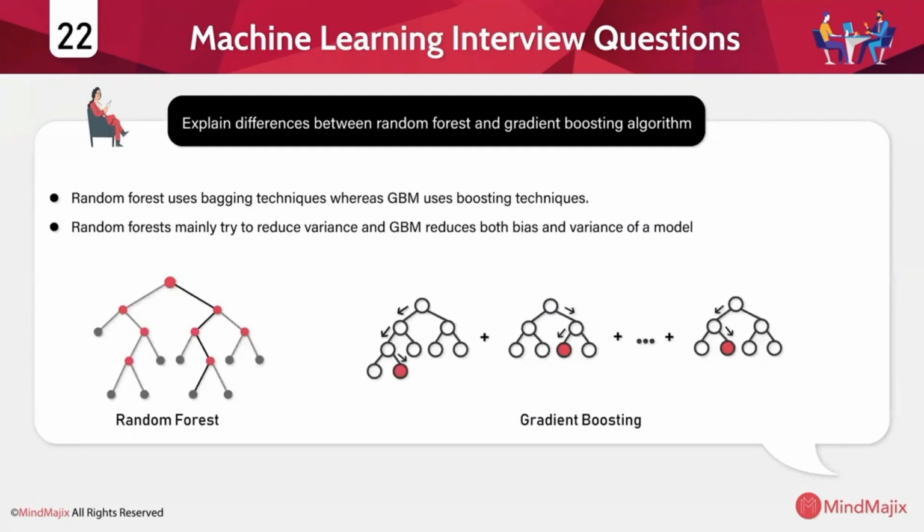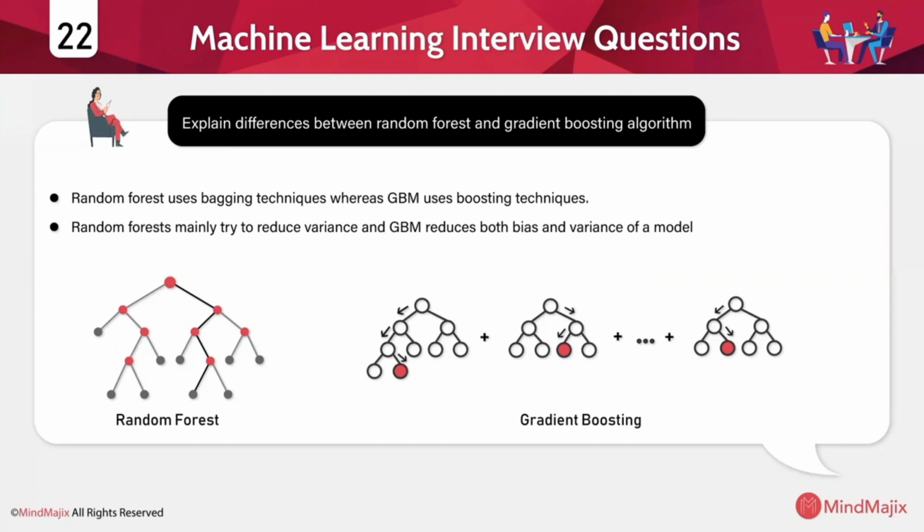For this question, you first have to explain what the random forest is and what the gradient boosting algorithm is. Random forest uses the bagging technique, whereas GBM uses boosting techniques. Random forest mainly tries to reduce the variance, and GBM reduces both the bias and variance of a model.